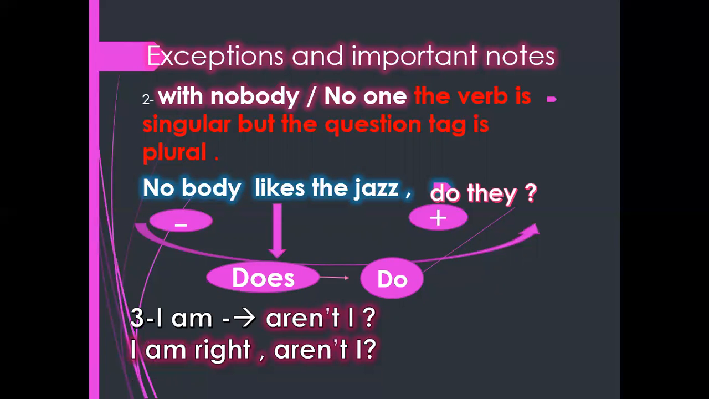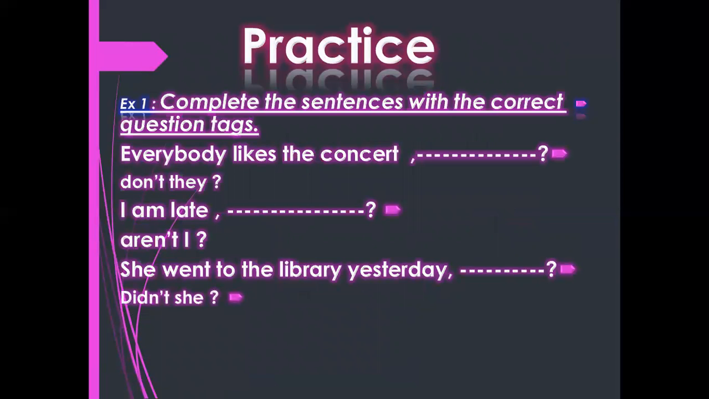The last step in our lesson today, I am right. I am right, or I am late, I am tired. So I am will be aren't I in the question tag. إذا جملتك كان فيها I am plus an adjective, you are going to use aren't I in the question tag. هاي حالات شاذة لازم تحفظها حفظ يا تاسع. Any question? Okay, so let's start with this practice.